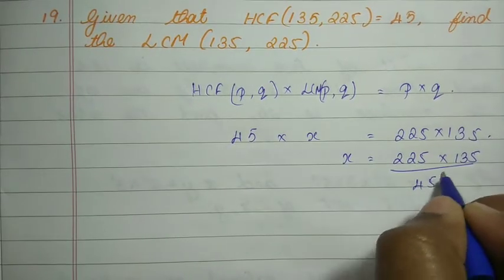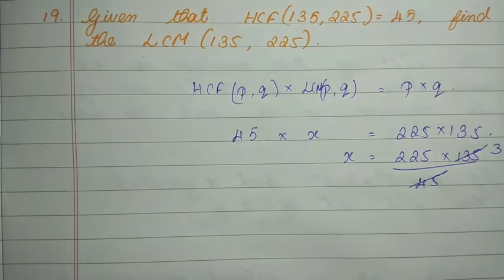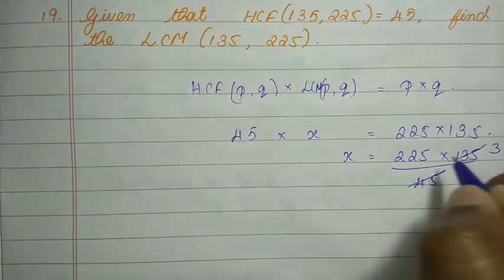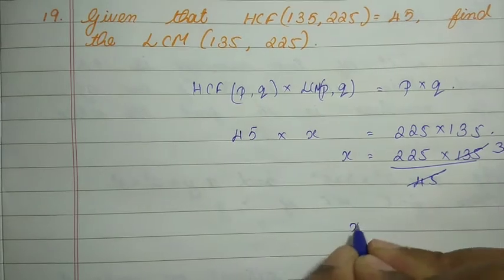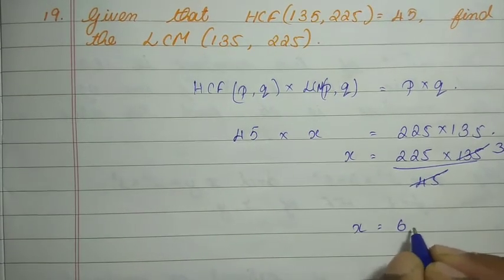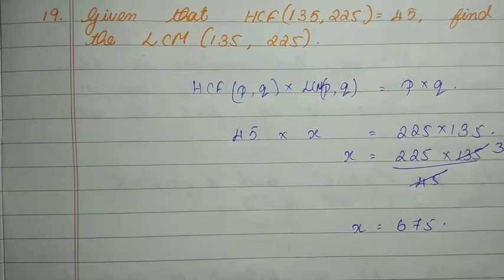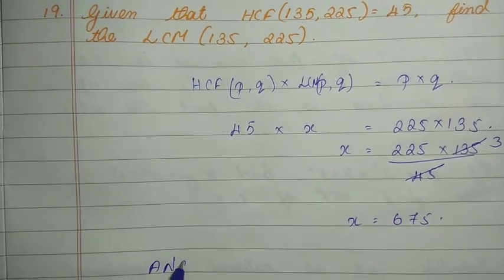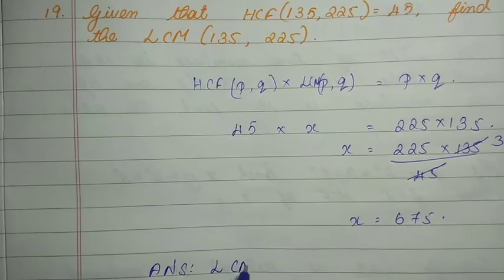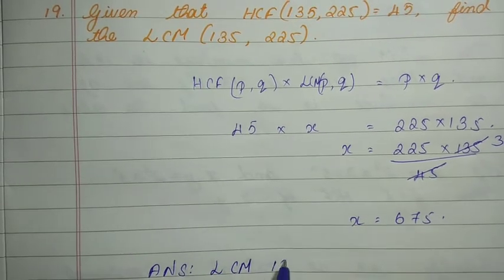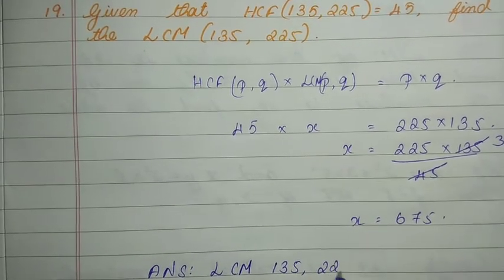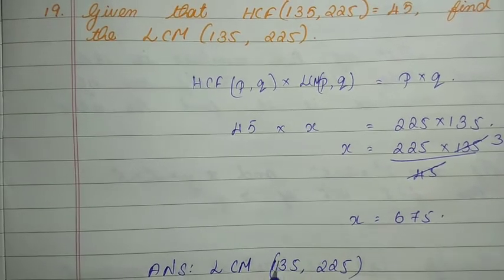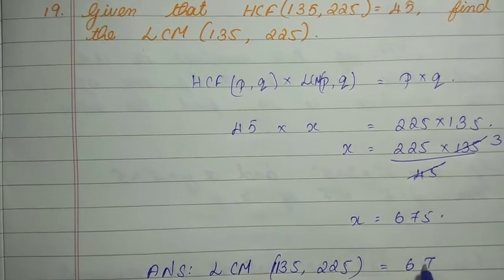So here 45 thrice is 135. So 225 into 3 gives us 675. So therefore the answer is LCM of 135 and 225 is equal to 675.